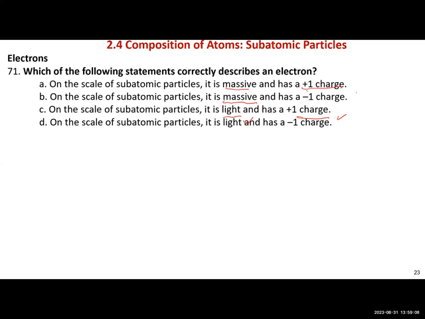Okay, this is wrong. Positive charge. So this last statement, both are correct. So therefore, answer is D.